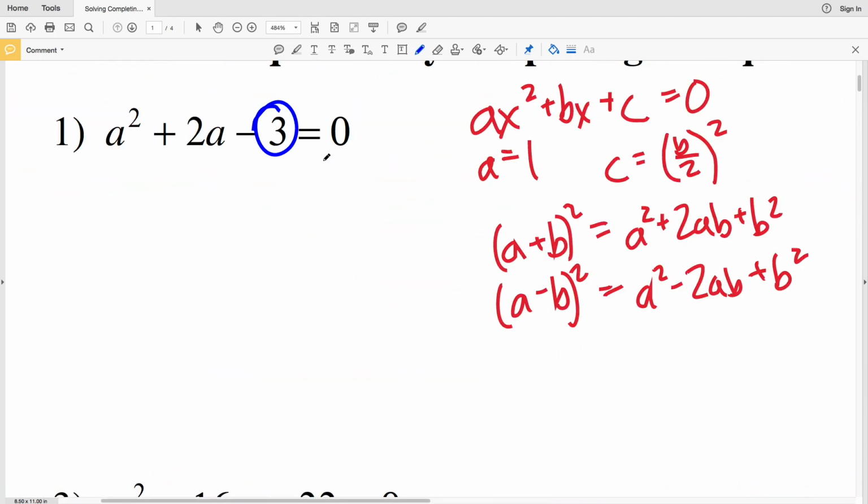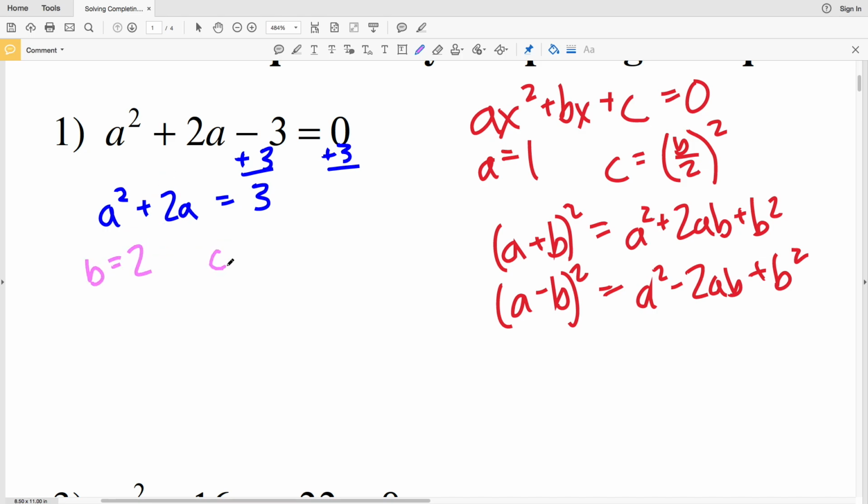I know that this c value does not equal b over 2 squared. So what I'm going to do is just add that to the other side. So I'll have a squared plus 2a equal to a positive 3. Now I'm going to create a c value that equals b over 2 squared. So if my b value is equal to 2, then c is going to equal 2 over 2 squared, which is 1 squared, which equals 1.